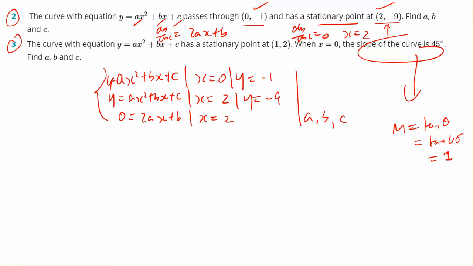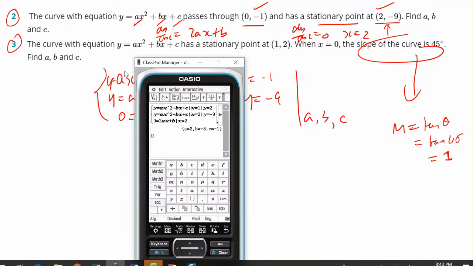So we've got 2 pieces of information. We have a stationary point at (1, 2). When x equals 0, the slope is a gradient of 1. So we're going to have to use the derivative equation. We're not going to use the second line because we don't have 2 points to sub in. We're going to have to use the derivative. So the derivative was 2ax plus b, correct?